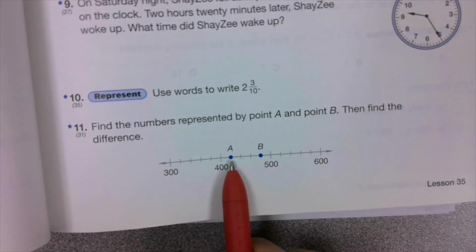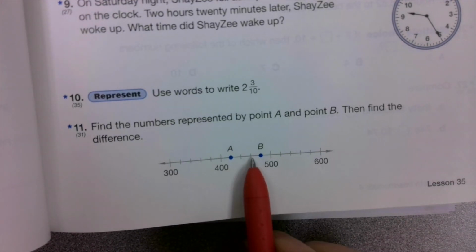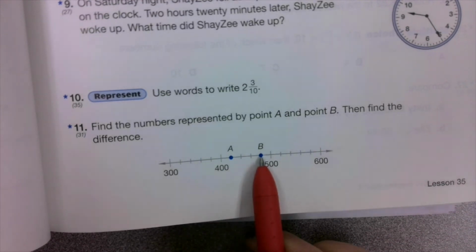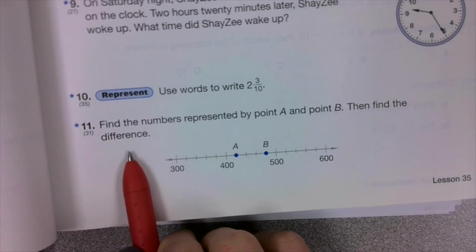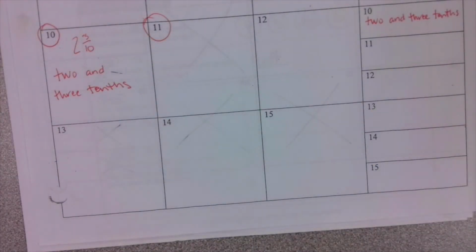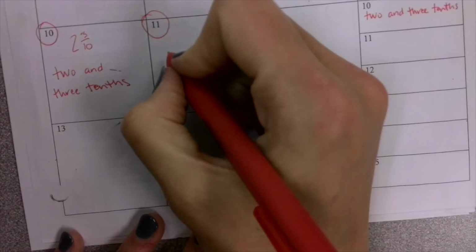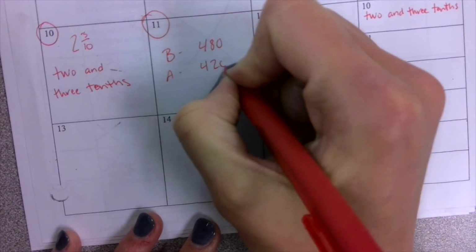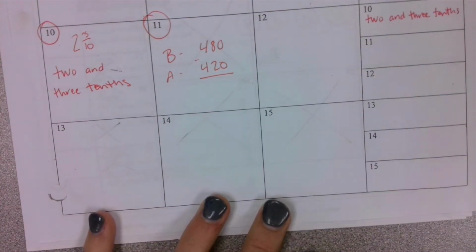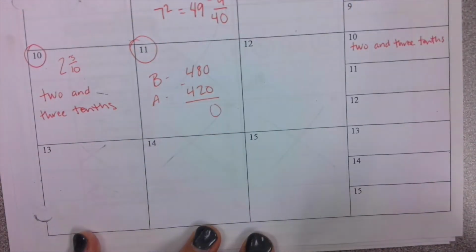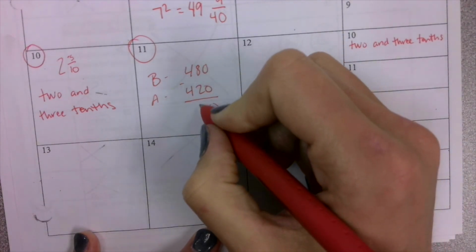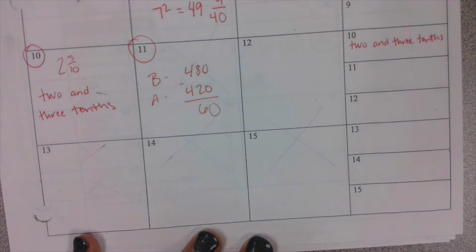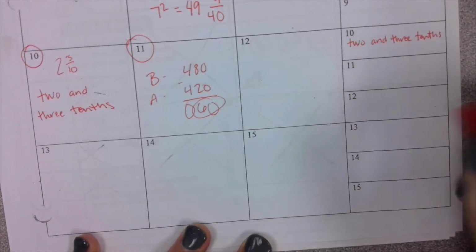420, so A equals 420, 440, 460, 480, 500. So we got 420 and 480. It says find the difference, so I'm going to put 480 on top right away. B was 480. A was 420. Find the difference, I'm going to subtract. 0 minus 0 is 0. 8 minus 2 is 6. 4 minus 4 is 0. Okay, so I get 60 for my answer.